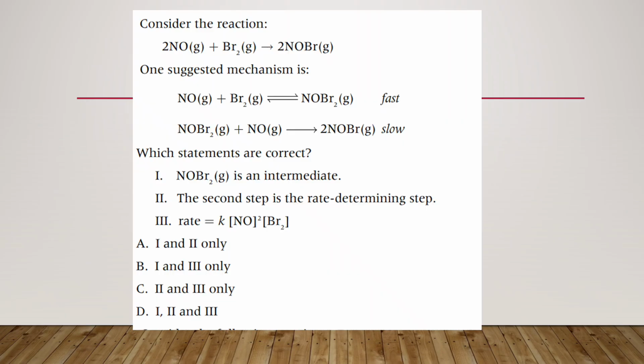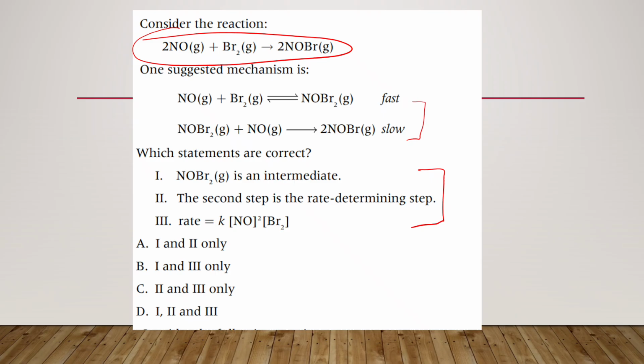So here is one last question just to summarize our understanding of reaction mechanisms, rate determining step, and how it's related to the overall rate equation. So here you have the overall equation, which is two molecules of NO reacting with one molecule of bromine to make two molecules of NOBr, and this is the suggested mechanism. So you have to identify which of the statements given here are correct. When you think you know the answer, please continue the video.